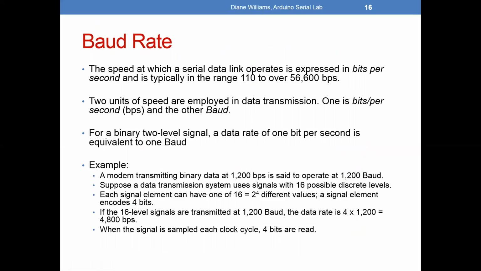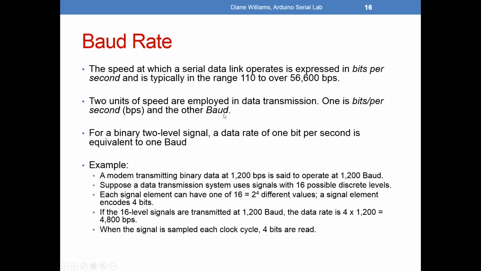A baud rate. This is a term that you're going to know from setting up the serial port. You're going to have to agree on a communication speed. So it's the speed at which the link operates, and it's expressed in bits per second, or BPS. The range goes from 110 to 56,600, but there are other speeds as well. And for our purposes, bits per second and baud will be the same.